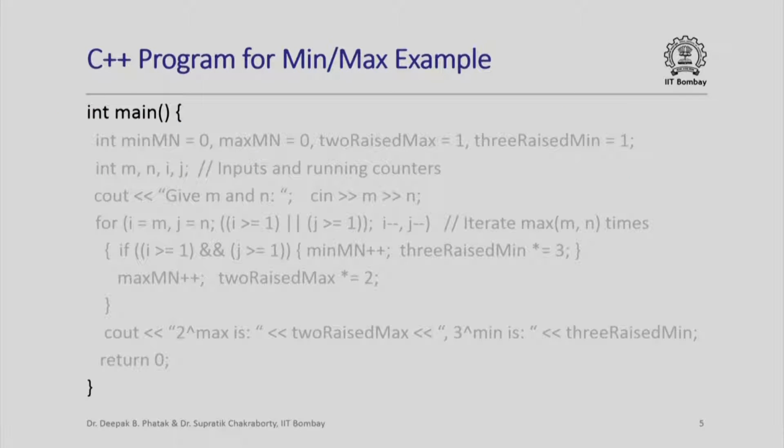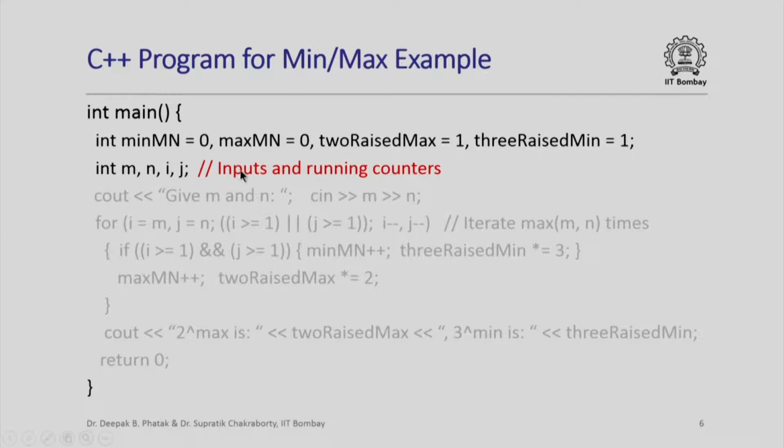So let us look at how a C++ program for this min-max example might look. I have grayed out some parts of the program that I am not going to focus on in the current slide, and I have written in black the parts that I am going to focus on. So we start off with our main function, which returns a value of type int. We declare some variables. Here I have variables called min of mn and max of mn, both of which are integers initialized to 0. I also have 2 variables, 2 raised to max and 3 raised to min, both of which are initialized to 1. I of course have variables for the inputs m and n, and I have 2 counters called i and j, also of integer type.